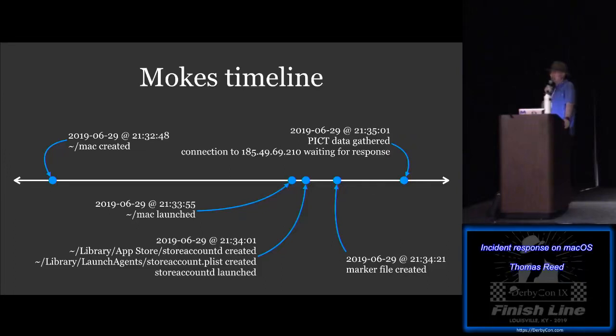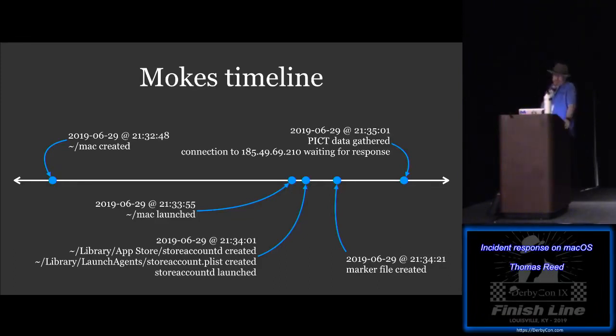And so we can reconstruct the timeline here. We see that the initial dropper file was created on the system. We can see what time it was launched, just a little more than a minute later. In the real world, that probably wouldn't have been a minute. That minute was how long it took me between copying the file in place and launching it.